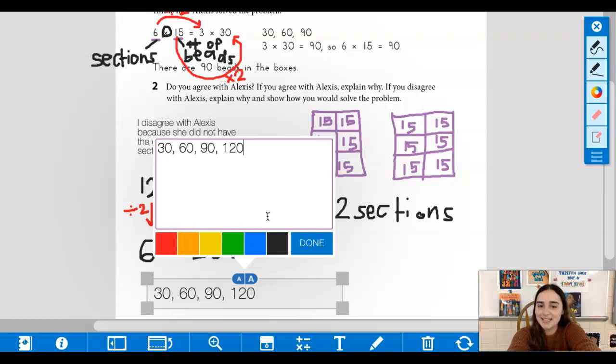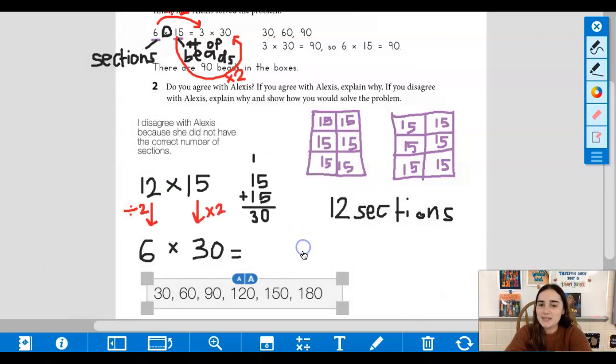120. 150. That's 5 times, but I need 6 times. And I end up at 180. All right, so when I skip counted by 30 6 times, our answer is 180.